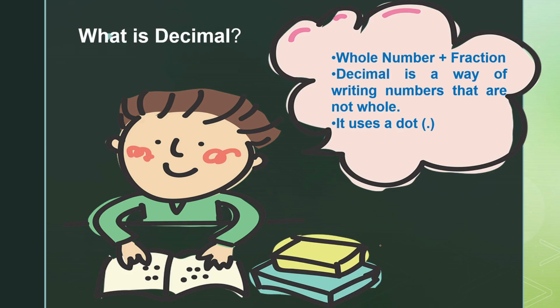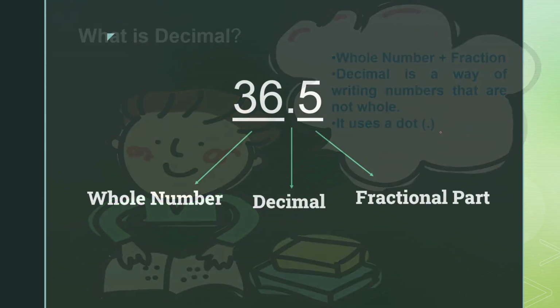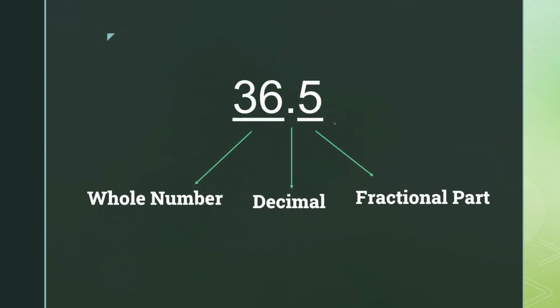Let's understand what exactly a decimal is. A decimal is a combination of a whole number and a fraction. So, it is basically the way of writing numbers that are not whole, and it always uses a dot. As it is shown over here, 36.5. So 36 is actually a whole number. The dot represents the decimal, and the number after the decimal point is the fractional part.